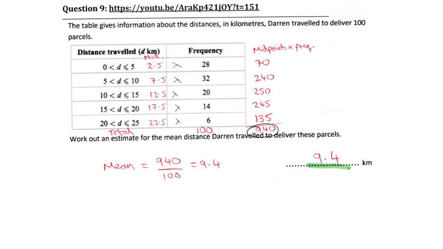I would then normally do all of my distances added together divided by how many pieces of data I've got. So how many pieces of data I've got is my frequencies added together, which is 100. So I've then done 940 divided by 100, which has given me 9.4. No need to round your answer for that one.